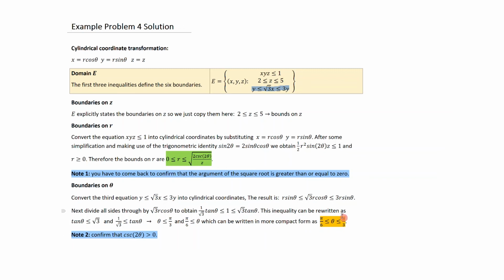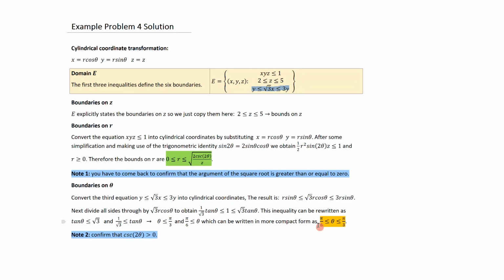But this inequality can be rewritten as tan theta is less than or equal to root 3, and 1 over root 3 is less than or equal to tan theta. So that's another way, basically, if you want to put it in terms of theta, take the inverse. You end up with theta is less than or equal to pi over 3, and pi over 6 is less than or equal to theta. You can take these two and write them in more compact form and say that pi over 6 is less than or equal to theta, which is less than or equal to pi over 3.